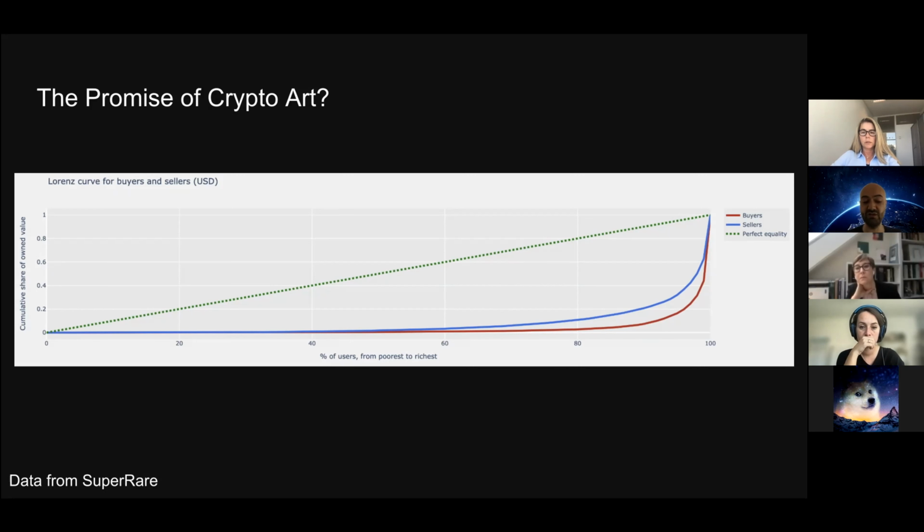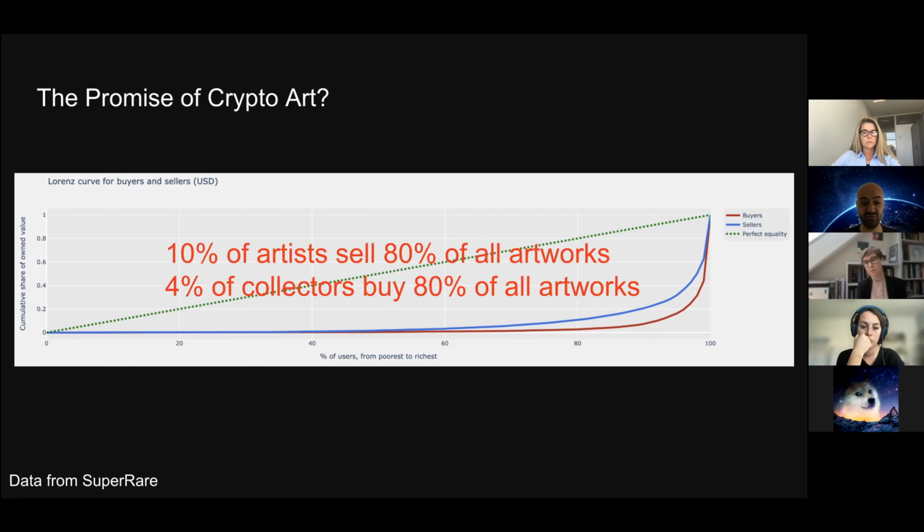And the way you can read this graph is the following. In a world where everybody sells or buys the same amount of stuff, we would have the green dotted line. So as we move up from the left to the right on the x-axis, we have sorted the users from the poorest to the richest, let's say. Everybody would be equal, so they would have the same share of the market up to 100%. What we see instead is very, very different, right? So we see that there is a high concentration of the market for artists and for collectors. And to make a long story short, this is what we see from this plot.